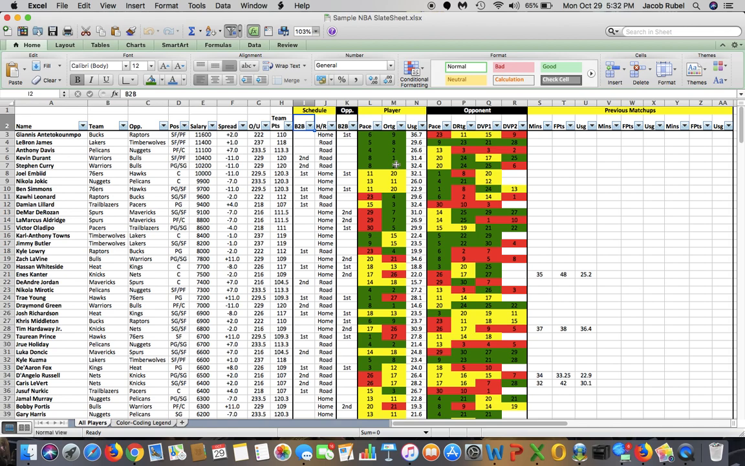So getting into the schedule section of the slate sheet, we have B2B, which stands for back-to-back. A blank column, such as this one here, means that the Bucks are neither on the first nor second end of a back-to-back tonight. A first, such as here with Joel Embiid, means that the Sixers are on the first end of a back-to-back tonight and therefore will play again tomorrow. And Steph Curry here with a second means that the Warriors are on the second night of a back-to-back as they played last night.